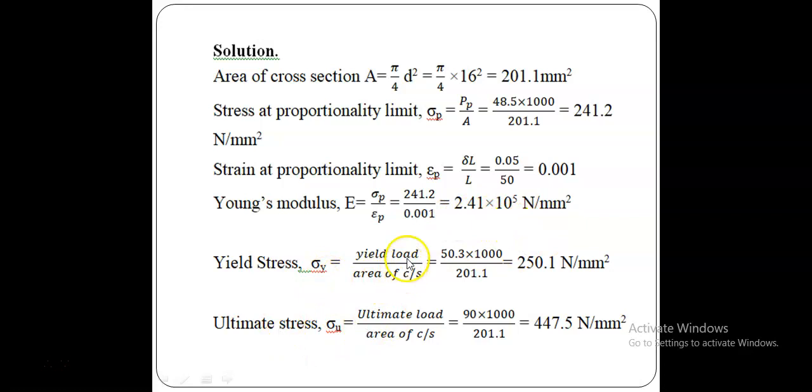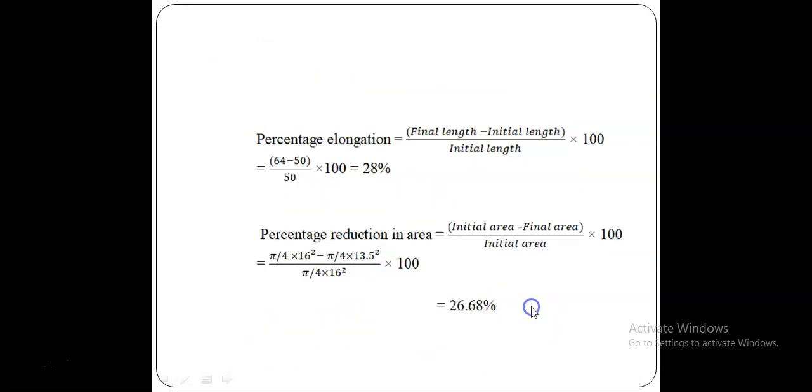Then yield stress is equal to the yield load divided by the actual area of cross section. Then ultimate stress is the ultimate load divided by the actual area of cross section. Then percentage elongation can be calculated using the relation final length minus initial length divided by initial length into 100. So 64 is the final length of the bar, and the initial length of the bar is 50, divided by initial length 50 into 100, which is equal to 28%.